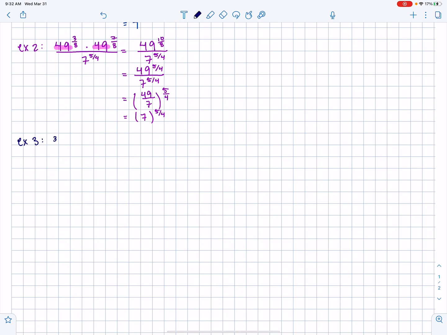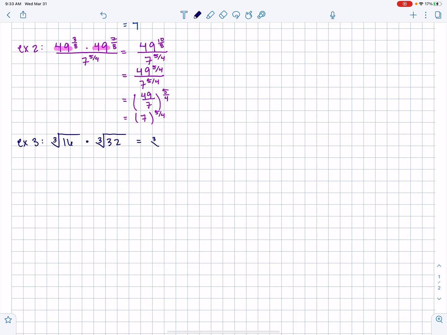We're going to go to some roots here, radicals. So, cube root of 16 times cube root of 32. There are a few different ways you could think about this. Number one, they are both cube roots, so you could multiply them together and get 512, and the cube root of 512 is 8.